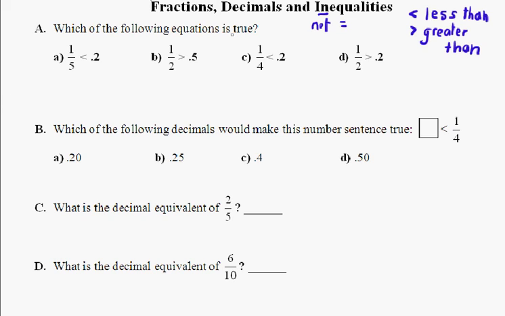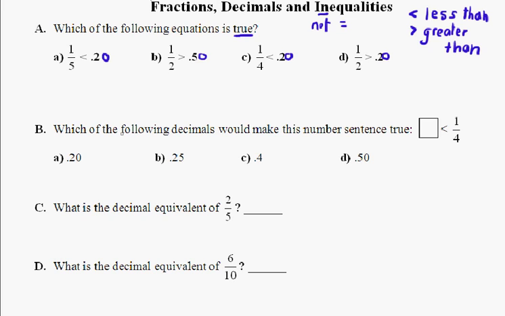Which of the following inequalities is true? Okay, so I know there's a bunch of fractions, I know there's a bunch of decimals. When I see decimals, I like to make them look like money. Just makes more sense to me. So instead of 0.2, I'm going to put 20 cents. Instead of 0.5, 50 cents.